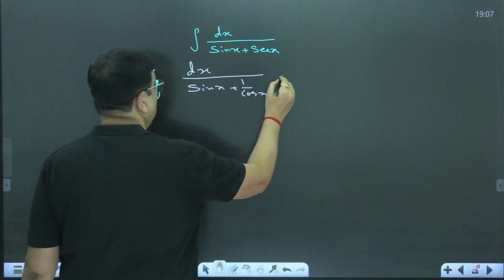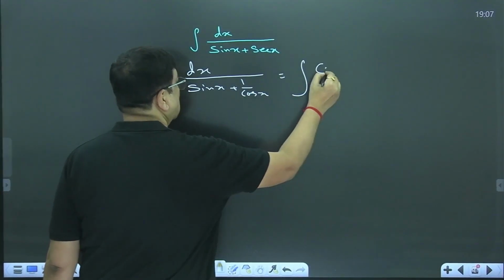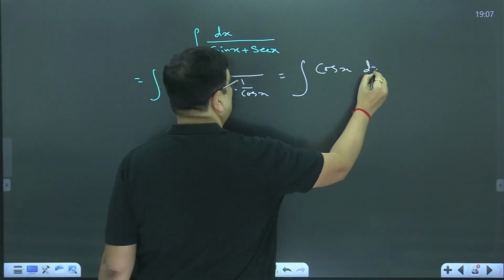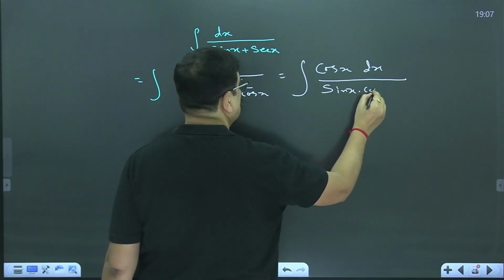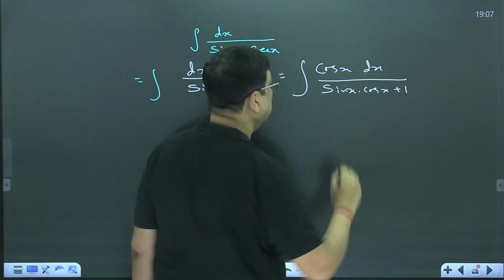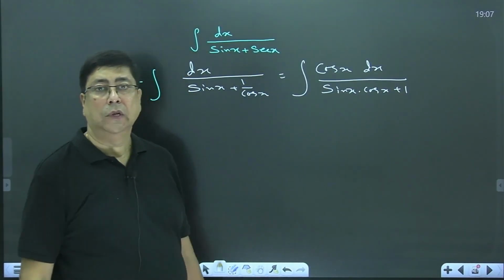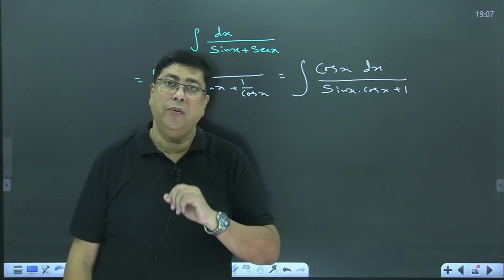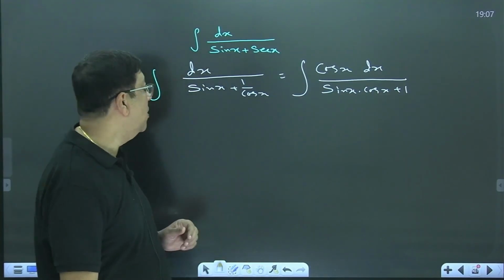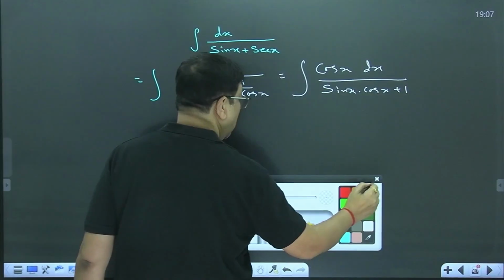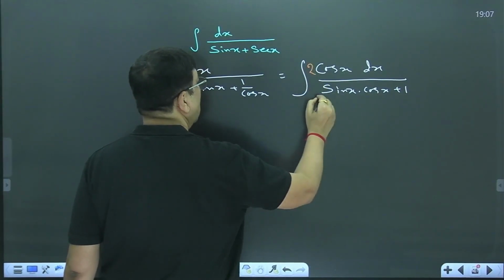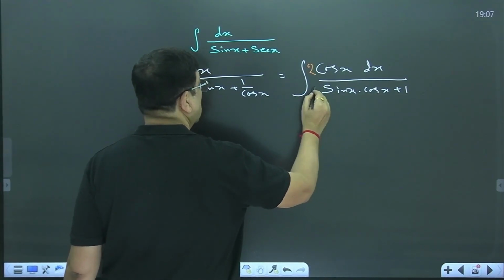So I can write cos x dx by sin x cos x plus 1. Now sin x cos x means we have to get sin 2x, so I am multiplying 2 in the numerator and denominator. If I multiply 2 in the numerator, the denominator also gets 2.